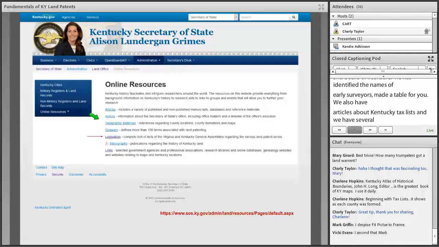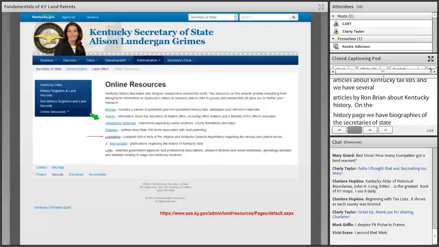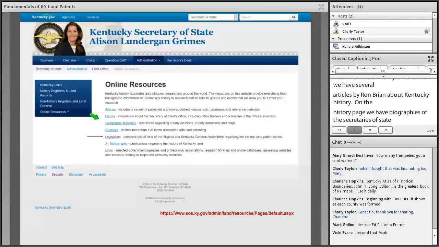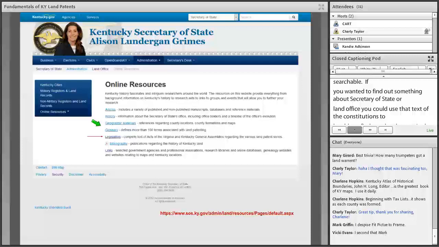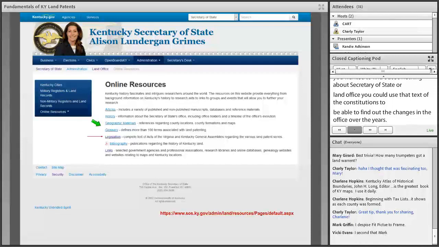On the history page, we have the biographies of the secretaries of state over the years. We also have keyed in the text of all of Kentucky's constitutions. They're searchable. So if you wanted to find out something about Secretary of State or land office, you could use that text of the constitutions to find out the changes in the office over the years. Geographic materials, those are maps, including the Lockridge map we're going to see in a few minutes that has to be printed on engineering printers, but the bottom line is the information is available for you.